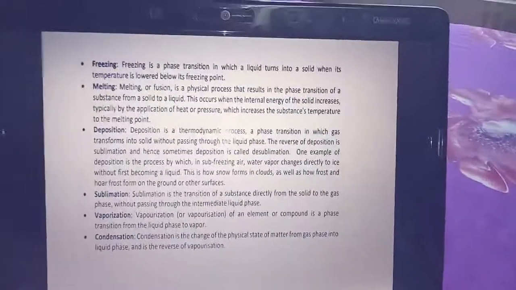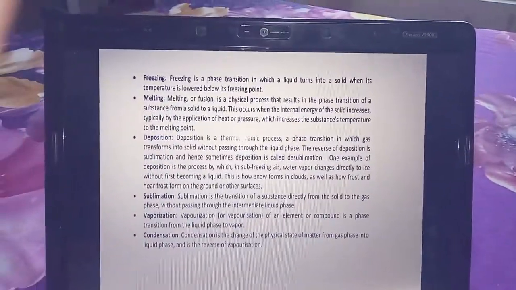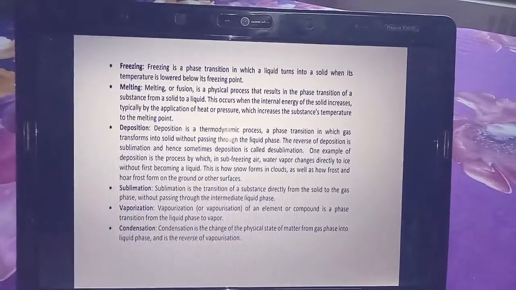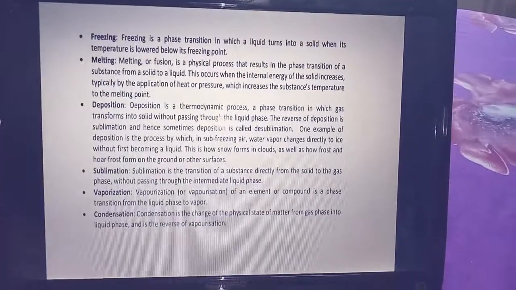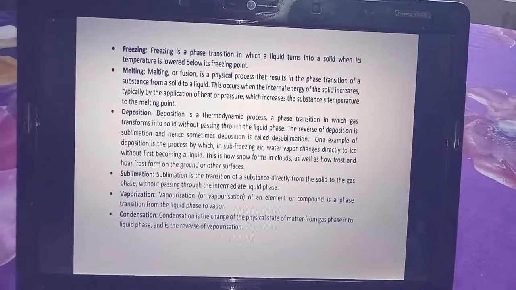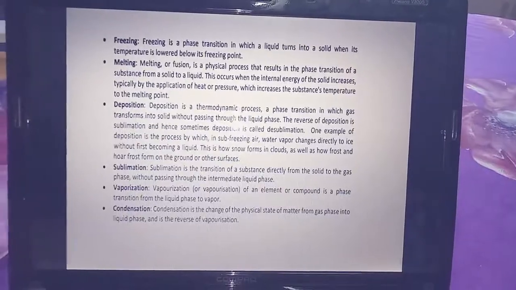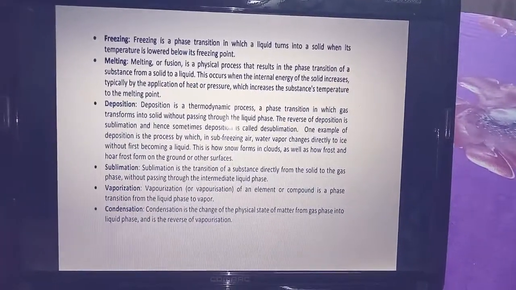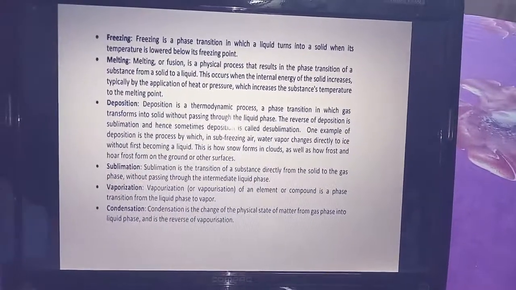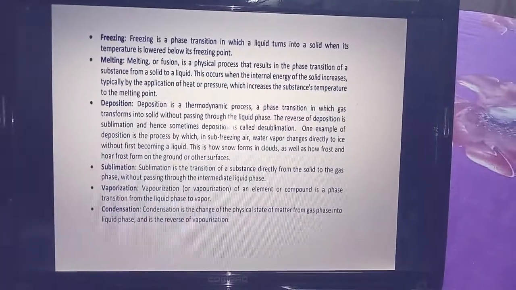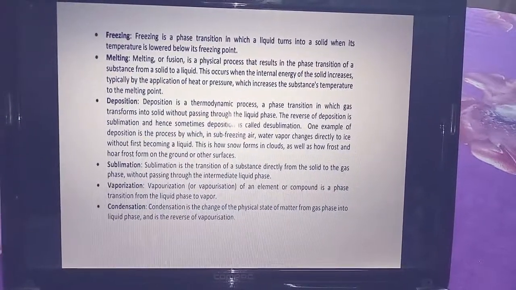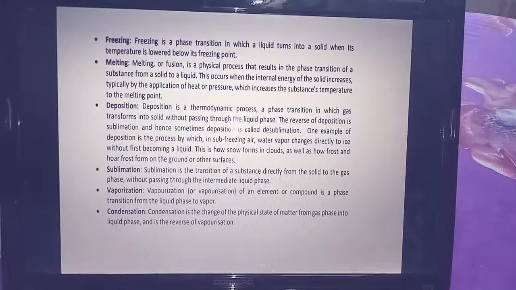Now we will discuss what is freezing. Freezing is a phase transition in which a liquid turns into a solid when its temperature is lowered below its freezing point. Now what is melting? Melting or fusion is a physical process that results in the phase transition of a substance from a solid to a liquid. This occurs when the internal energy of the solid increases, typically by the application of heat or pressure, which increases the substance's temperature to the melting point.